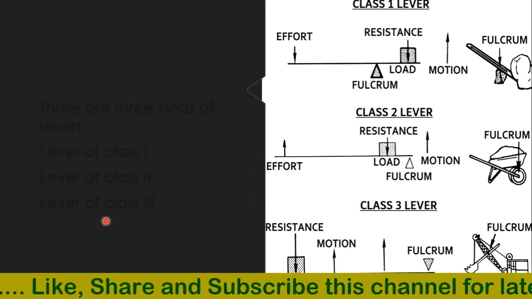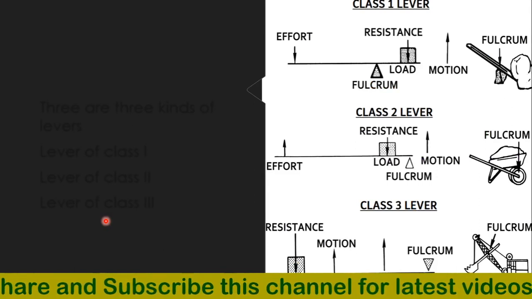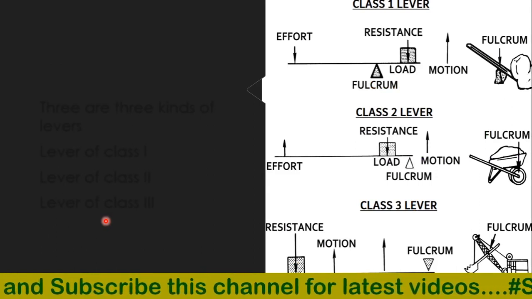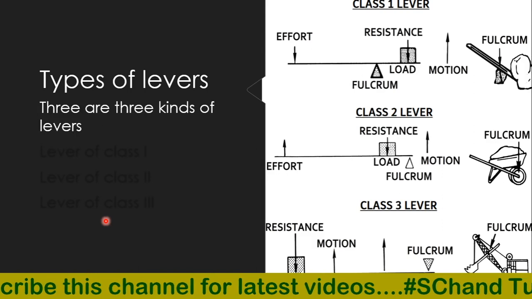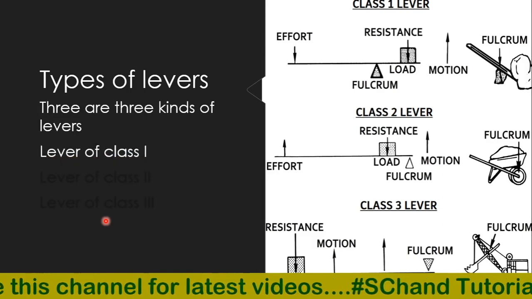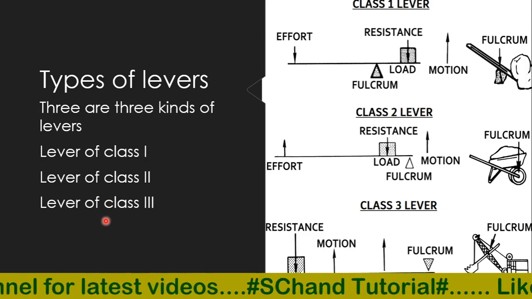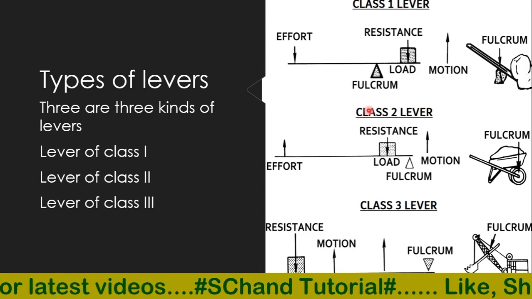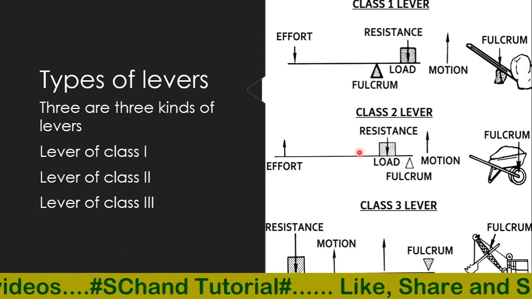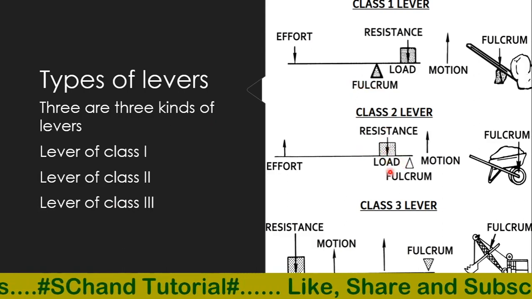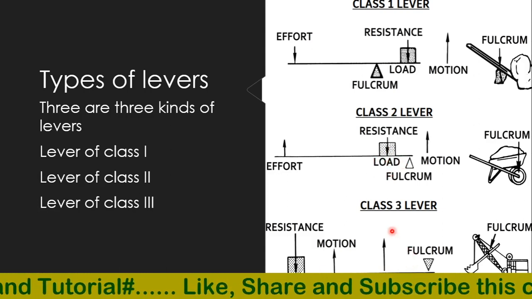So class 1 lever, class 2 levers, and class 3 levers. Based on the position of fulcrum, load and effort, levers are divided into 3 categories: lever of class 1, lever of class 2, and lever of class 3. You can see here, if the fulcrum is in between the load and effort, it is first class, and if the load is between the effort and fulcrum, it is called the second class lever, and if effort is between load and fulcrum, then it is called the lever of third class.